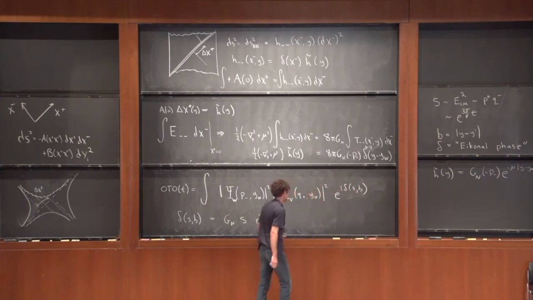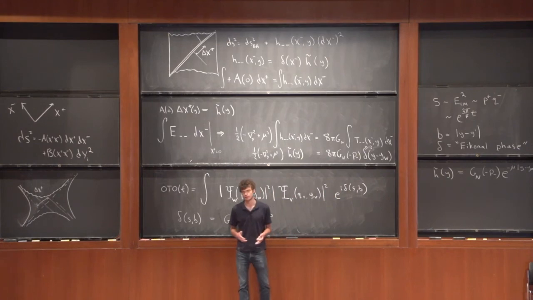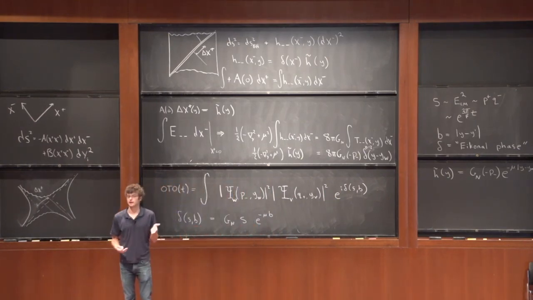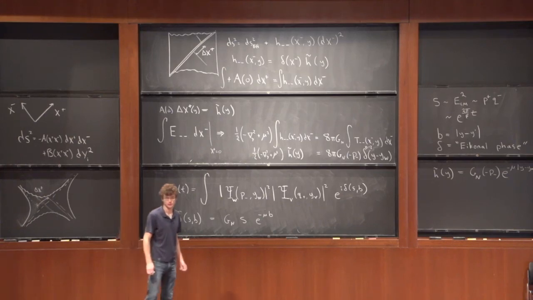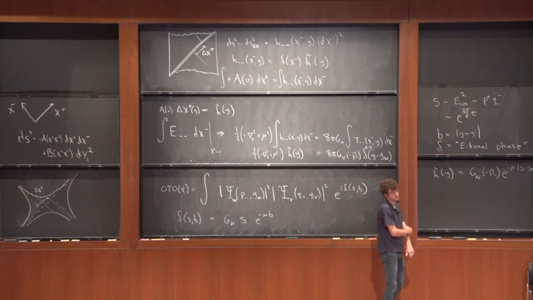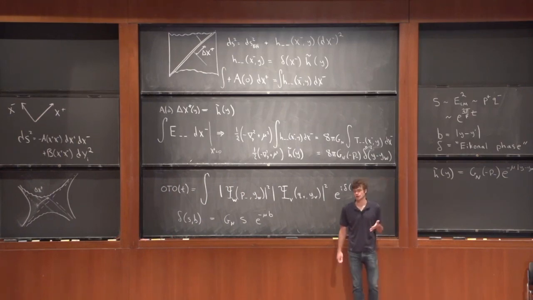Okay, so this completes the first step in this derivation of this phase. We've solved for the classical back reaction of the W particle in terms of the shock wave. In the second step, we need to study the propagation of the V particle on that background.